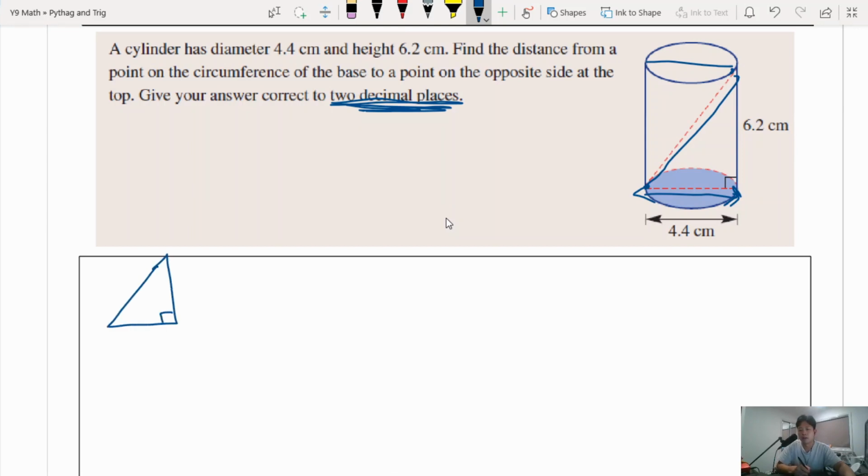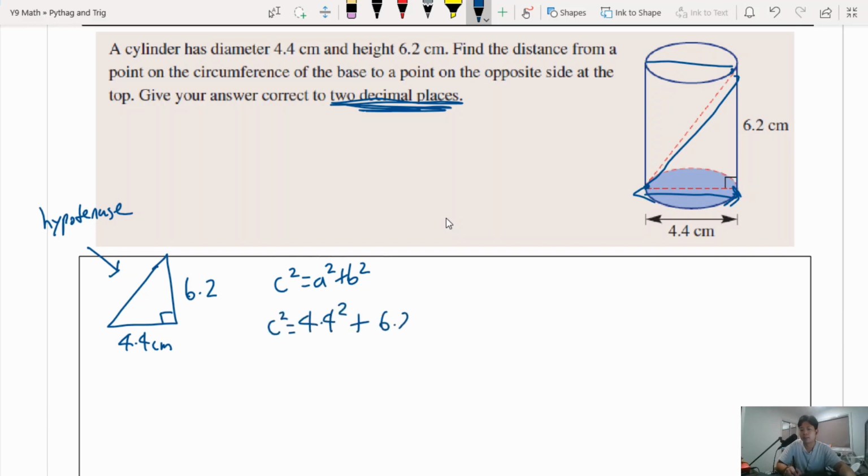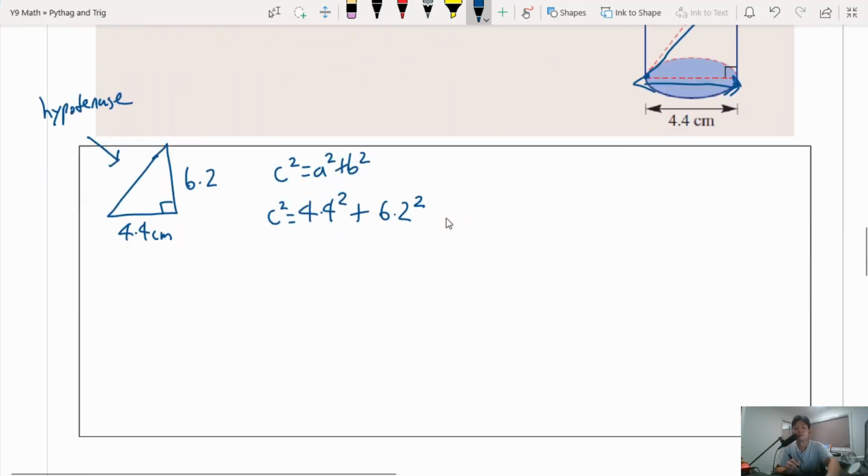And the circumference distance was 4.4 centimeters and the height was 6.2. So we use Pythagoras Theorem to find the hypotenuse once again. So that is the longer side of a right angle triangle. So C squared equals A squared plus B squared. C squared therefore equals 4.4 squared plus 6.2 squared. Just pop that into your calculator. I'll do that real quick.